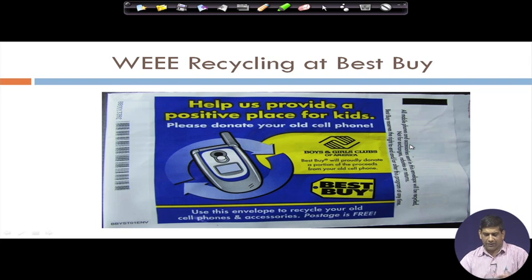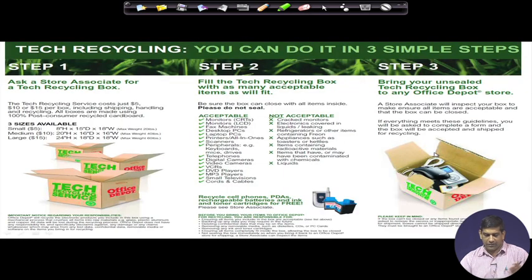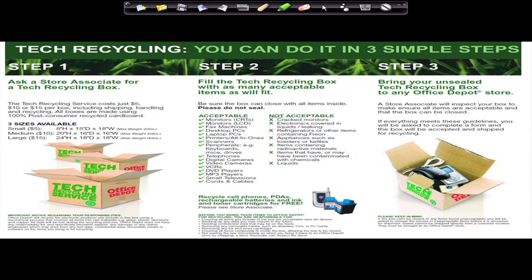They also help us by letting you donate your old cell phones, and the money generated from that goes to Boys and Girls Clubs of America. And then this is Office Depot. They also have certain items you can recycle. You can ask a store for a tech recycling box. You pay a certain amount of money for those boxes, so you are paying money to recycle.